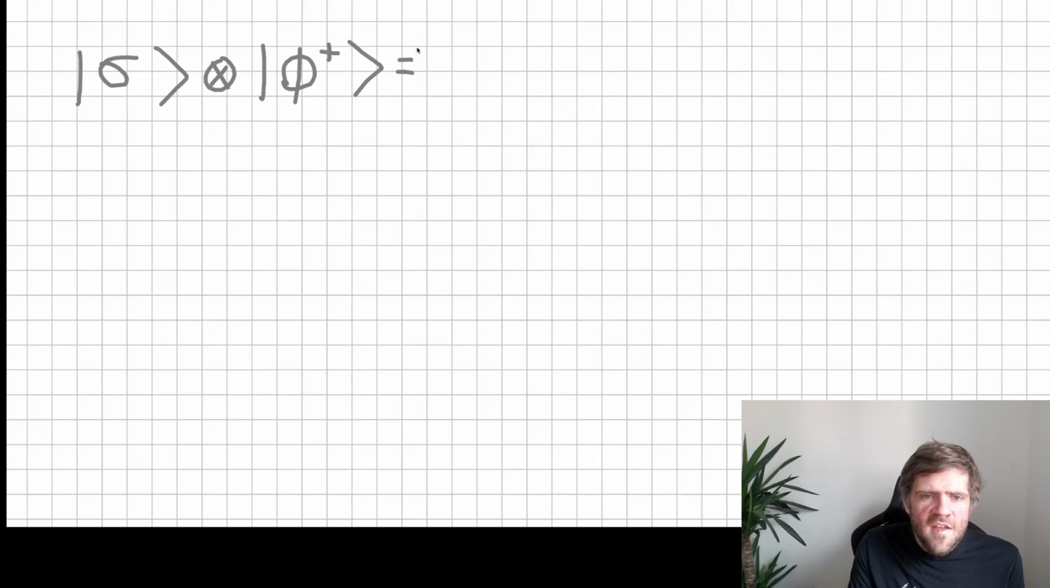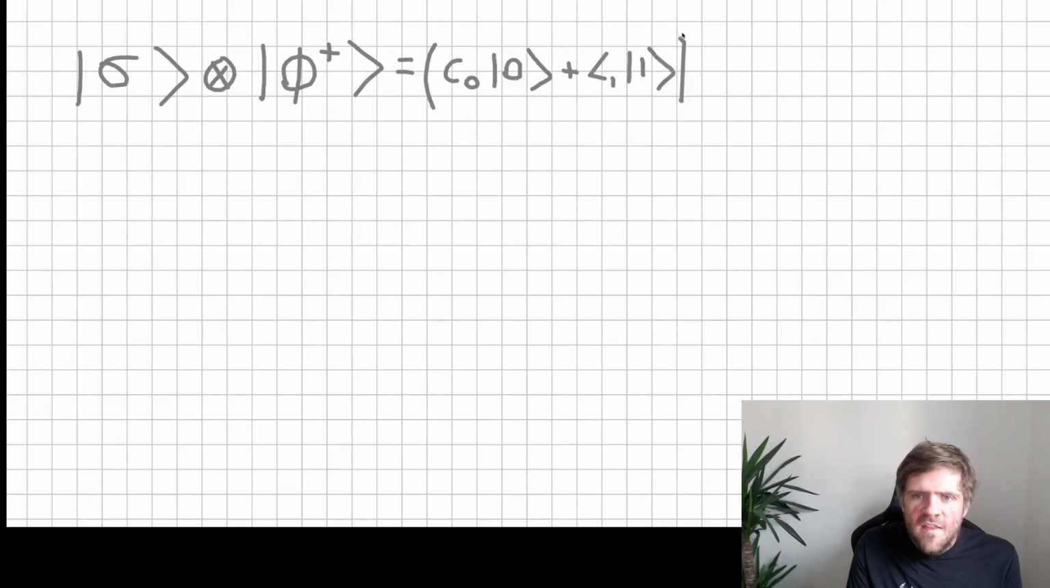So the psi state can be written as some superposition where we have some, well, let's call it S0. Actually, let's not call it S0. We've had S0s meaning completely different things in the earlier parts of this lecture. So let's go back to just calling the coefficients C0 and C1. And this is tensor producted with the phi plus state, which is 1 over root 2, 0, 0, plus 1, 1.